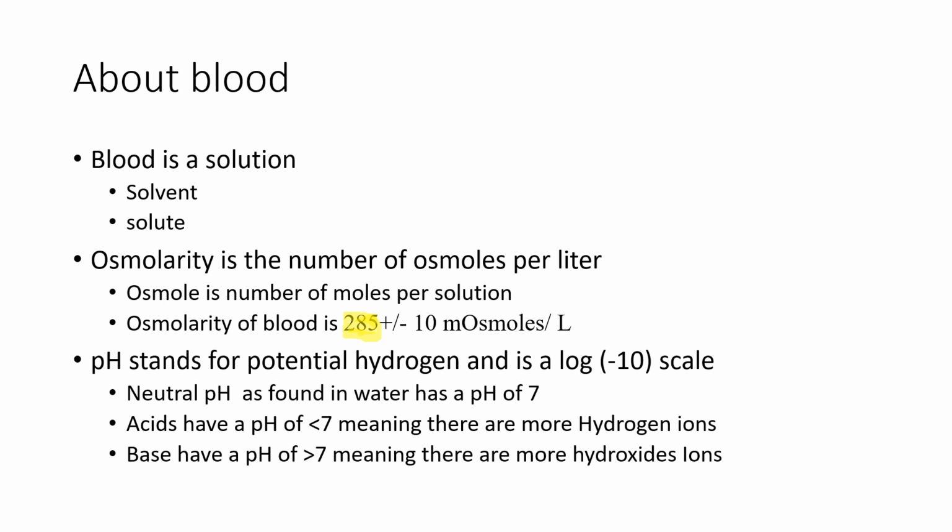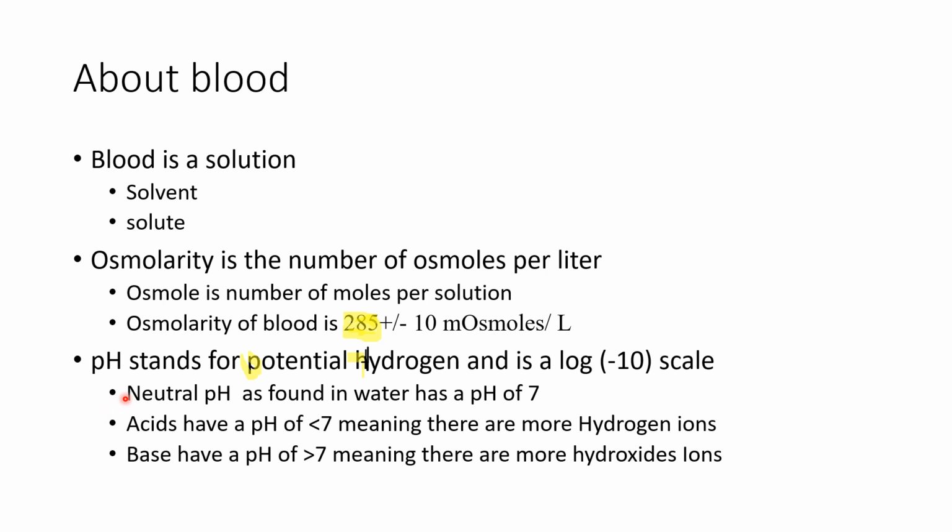Another thing that's important to know is pH, which stands for potential hydrogen. P for potential, H for hydrogen. And I'm going to make this H a capital, so you can see pH, potential hydrogen. What pH is, is a measure of hydrogen, and it's on a base 10 log scale, meaning that the more hydrogen ions you have, the lower the pH.